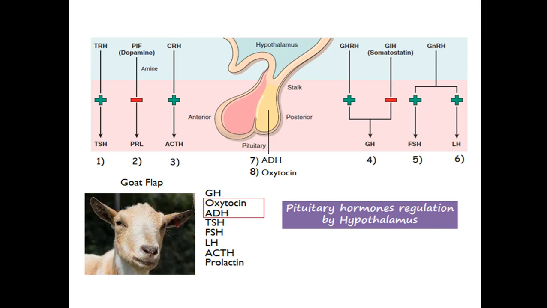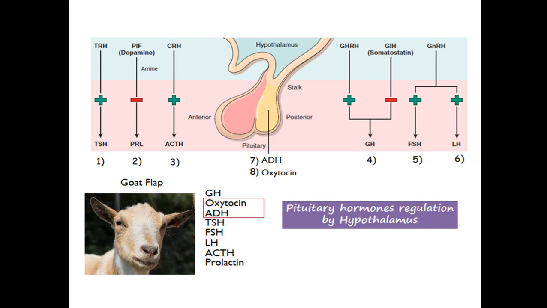Another inhibitory hormone, in contrast to the stimulating hormone known as growth hormone releasing hormone, is the growth hormone inhibitory hormone, known as somatostatin. With the exception of these two inhibitory hormones, the hypothalamus secretes stimulating or releasing factors, and under the influence of these releasing and stimulating factors, the anterior pituitary secretes its hormones.